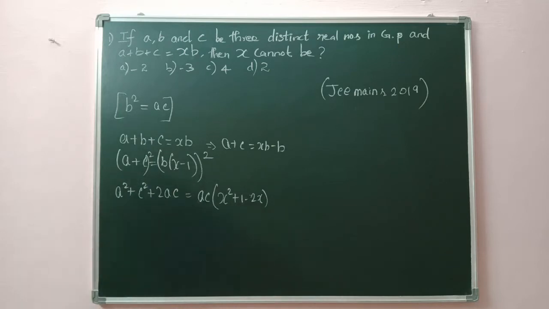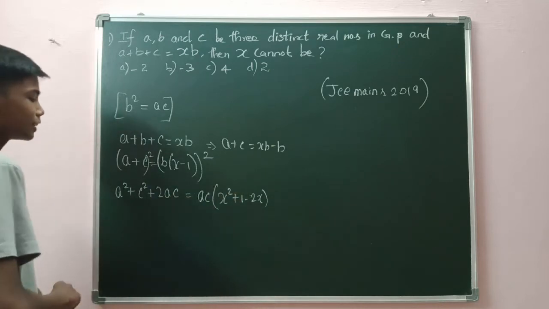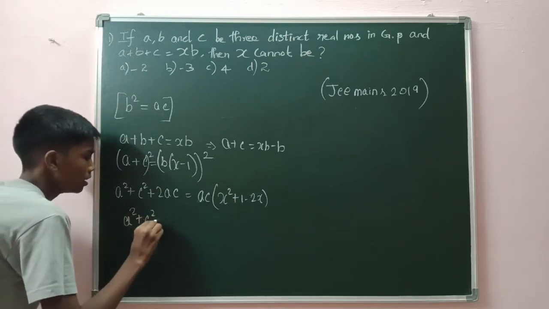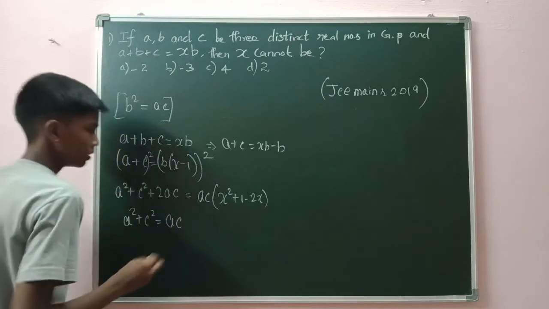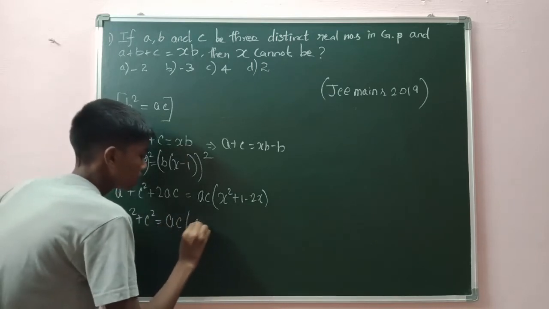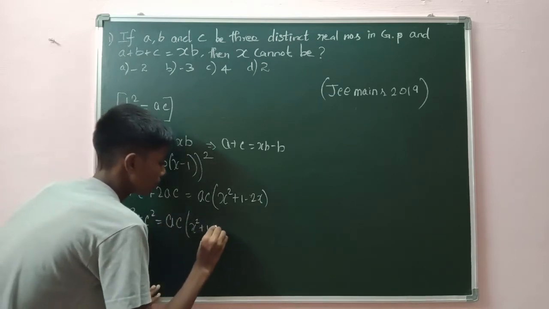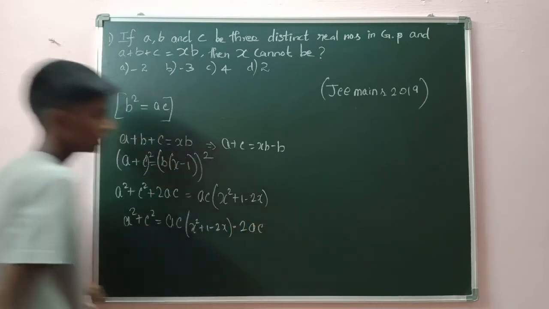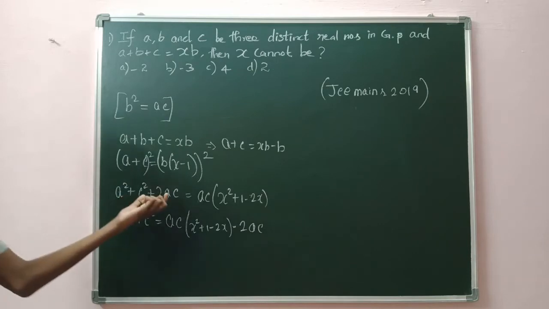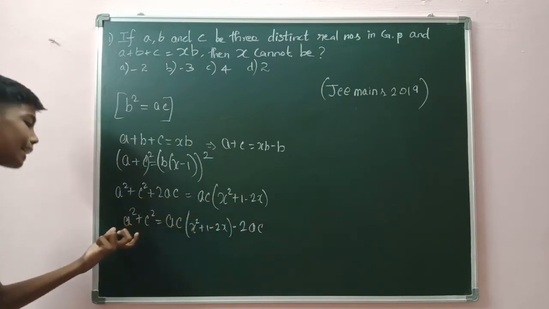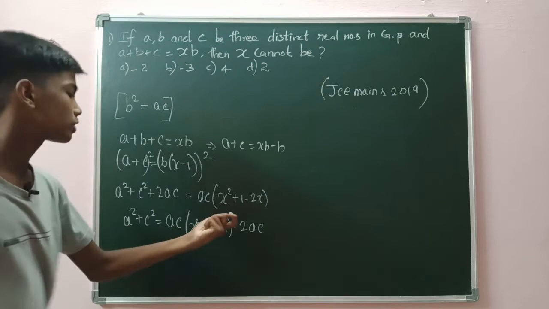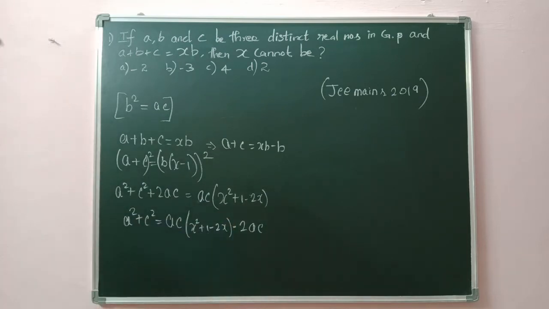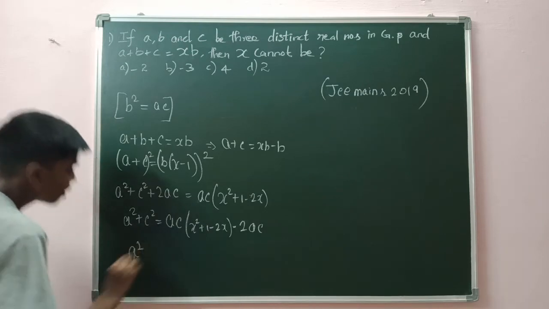So now take this plus 2AC to the RHS, then you will get A square plus C square is equal to AC into X square plus 1 minus 2x, then minus 2AC. Correct? This is what you will get, right? When you take this plus 2AC to the RHS, you will get A square plus C square is equal to AC into X square plus 1 minus 2x minus 2AC. Now, in the RHS, take AC common. These are all solving methods.